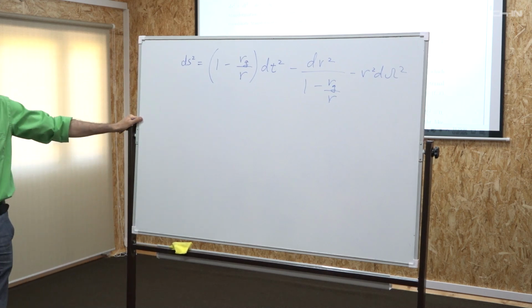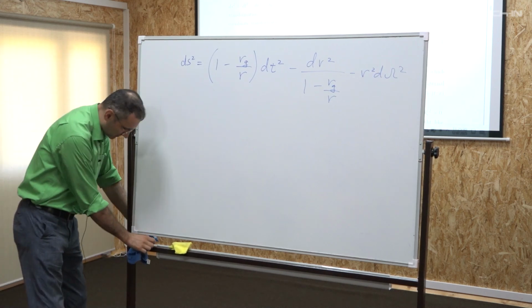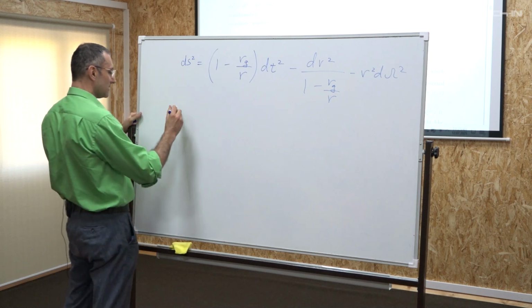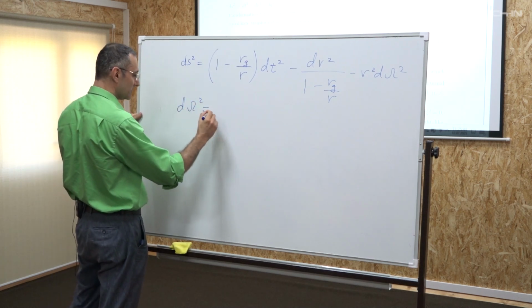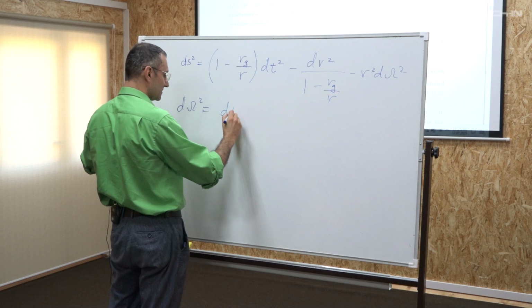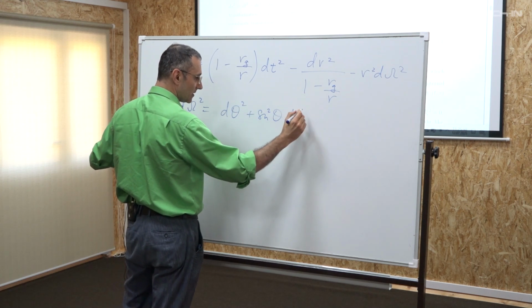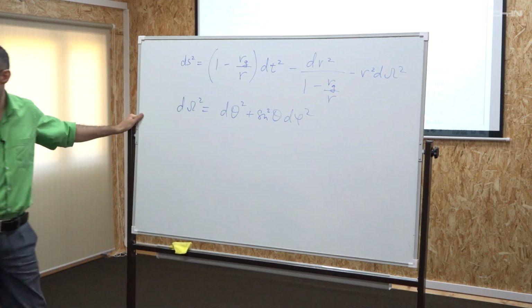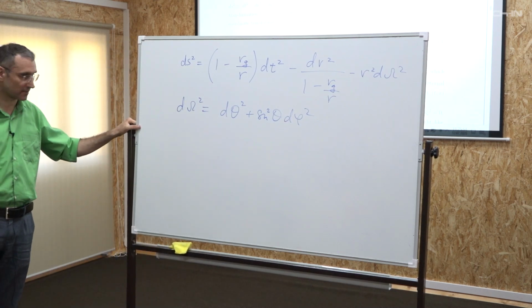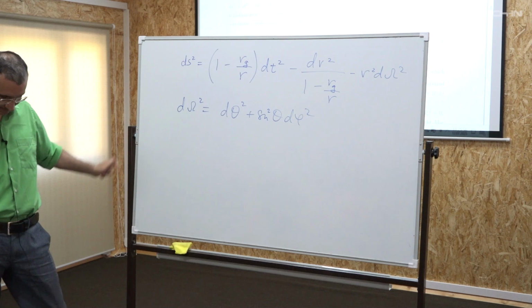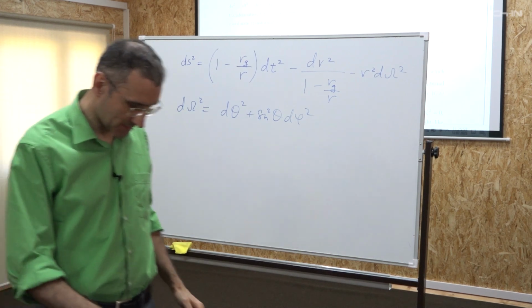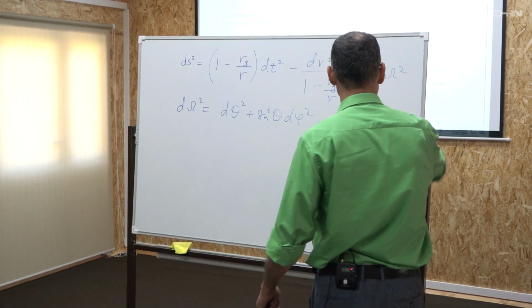d omega squared is d theta squared plus sine squared theta d phi squared. Essentially, it's a solid angle. It's a metric on the unit sphere.